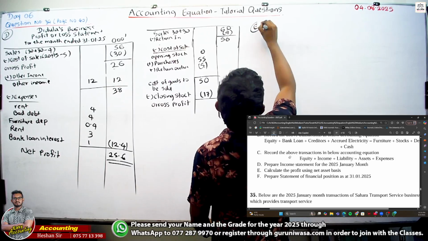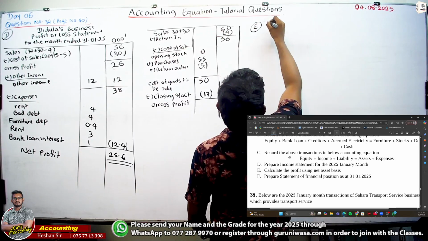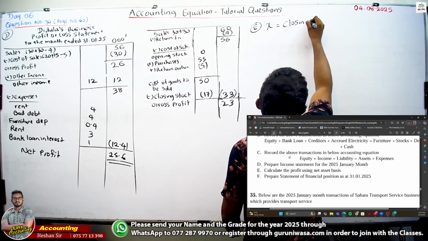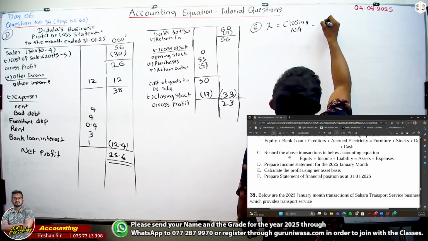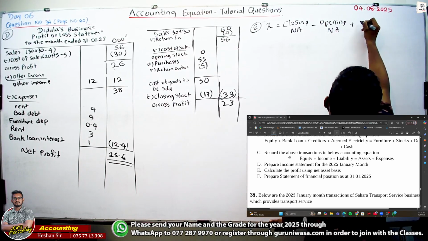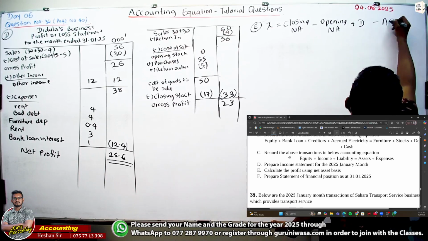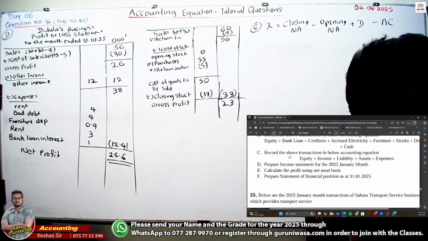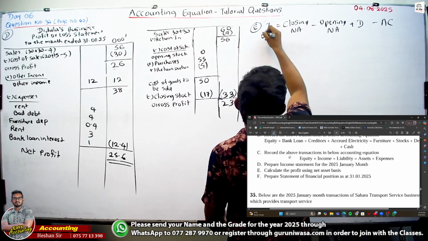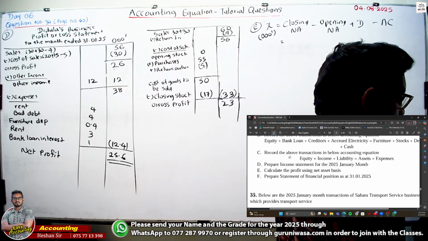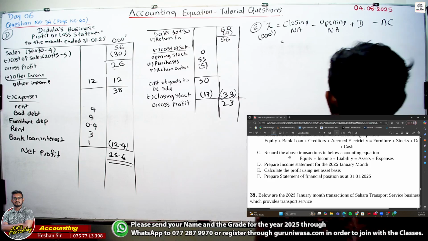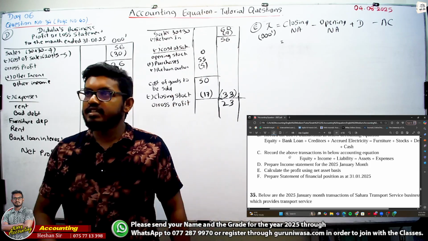E equals, profit equals closing net assets minus opening net assets plus drawings minus additional capital. Is it clear to you? Right, so I'll use the thousands. Closing net assets, how much we got as the closing equity? You can use either the first formula or the second formula. Can you tell me the closing equity?